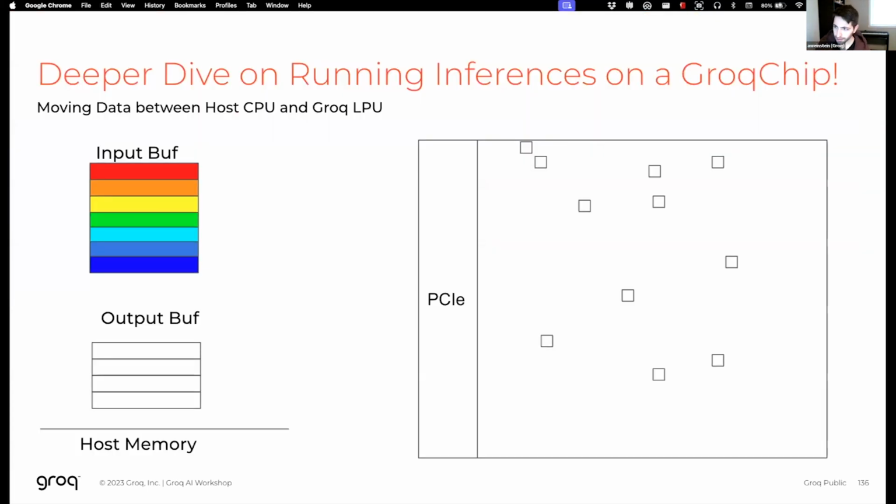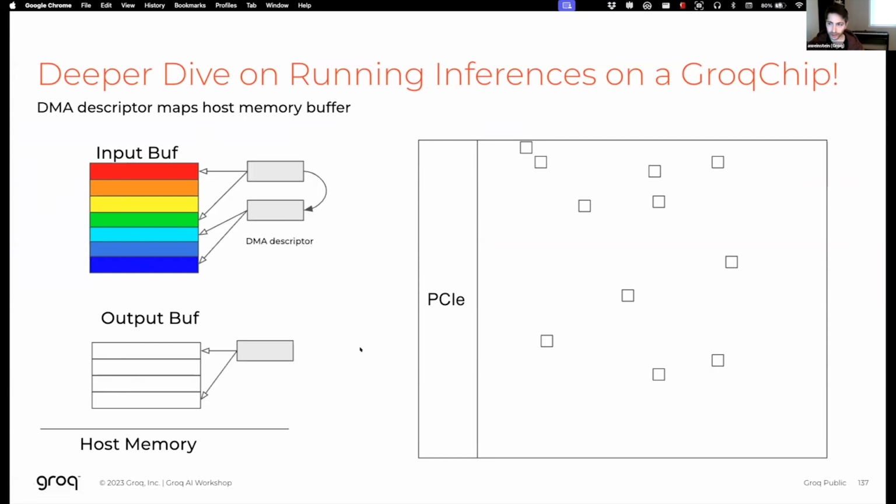For this example, let's say that we want to run some image classification model on our Groq chip. Let's say ResNet 50, just to make this a more concrete example. We'll start out with an input buffer and an output buffer in our host CPU memory. You can see these rainbow vectors, which we'll assume to be your input cat image that you want to run through ResNet 50 and classify. The output buffer is empty for now, but through running an inference, we'll fill this buffer with an output.